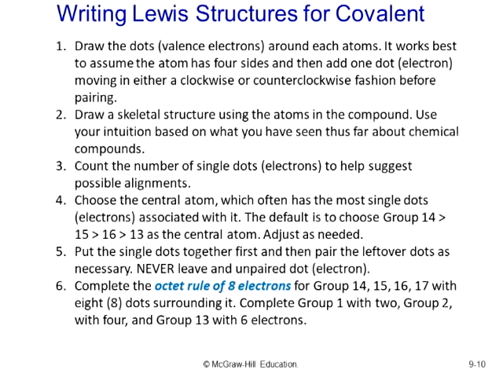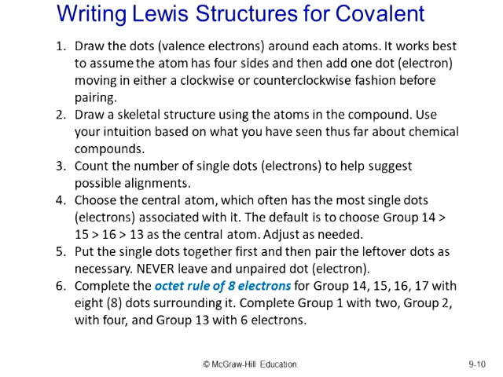Okay? So rule number 1, draw the dots, the valence electrons, around each atom. So individually draw the valence electrons. If it's carbon, draw all 4 around carbon. If it's nitrogen, draw the 5 around nitrogen. It tends to work best if you assume that an atom has 4 sides. You think of each atom as having 4 sides.